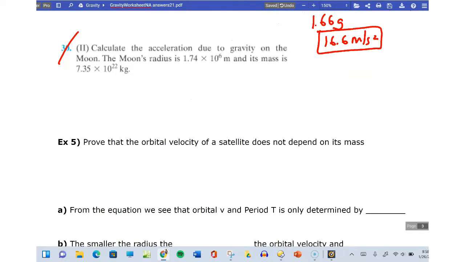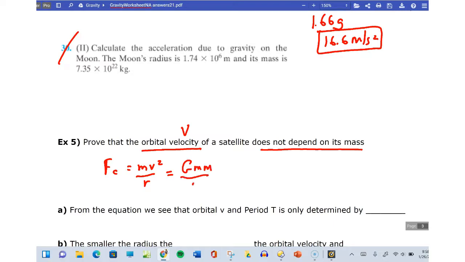Prove that the orbital velocity, v, of a satellite does not depend on mass. Well, if you're a satellite, you have a centripetal force on you. That comes from what? It comes from gravity. That is your centripetal force. So let's cancel out the mass of the satellite, because both of these equations have the mass of the satellite.